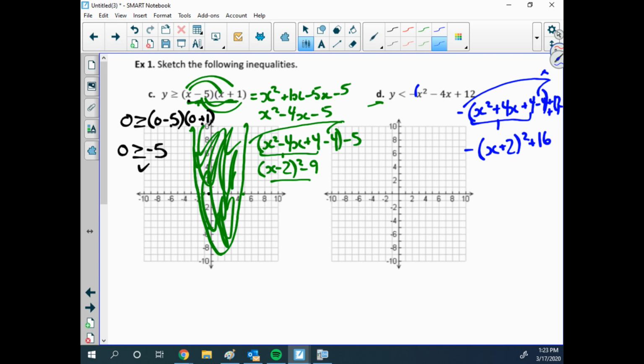So my vertex is at negative 2, comma 16. I also know from this that this function is going to open down. So I'd have a vertex at negative 2, 16, somewhere way up here. From here, I also know I have a y-intercept at 12, so something here.